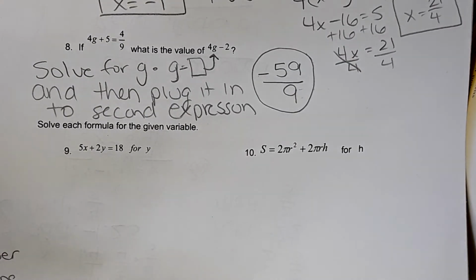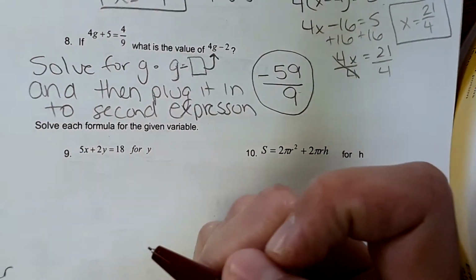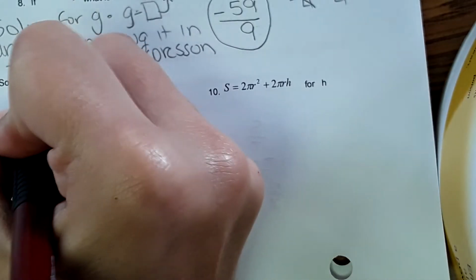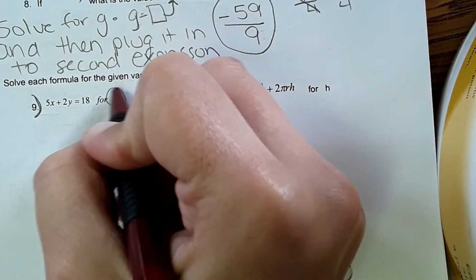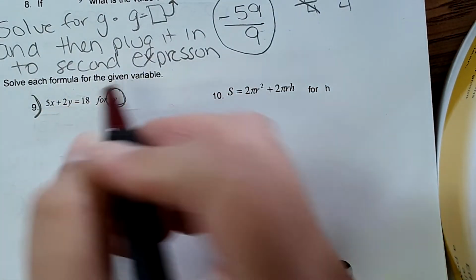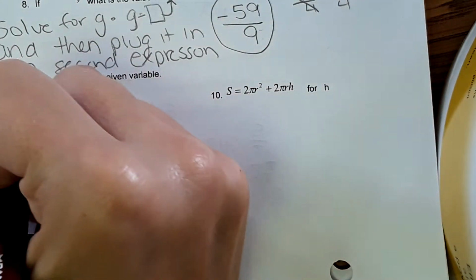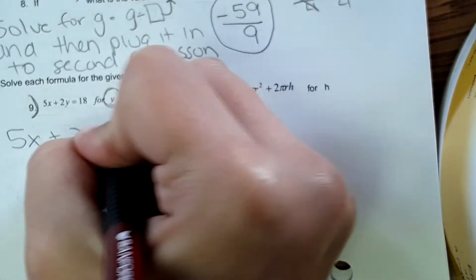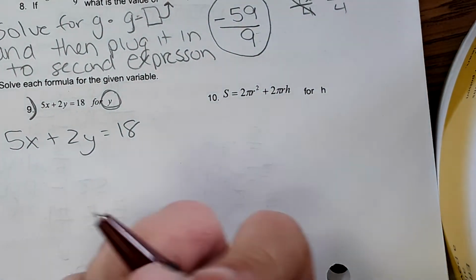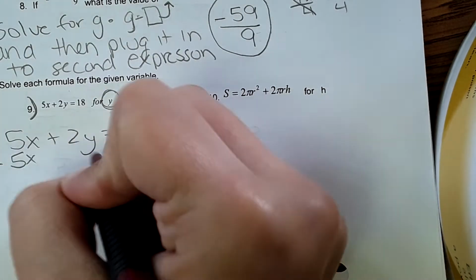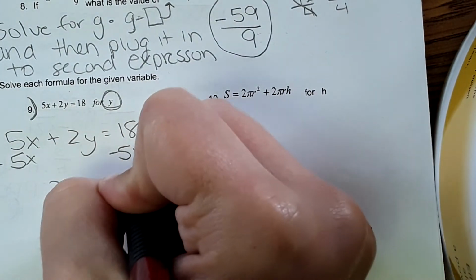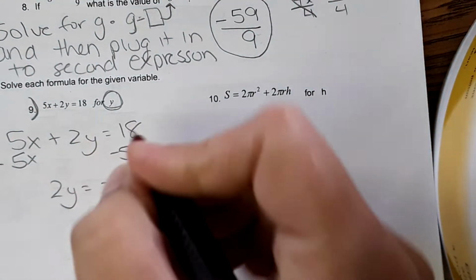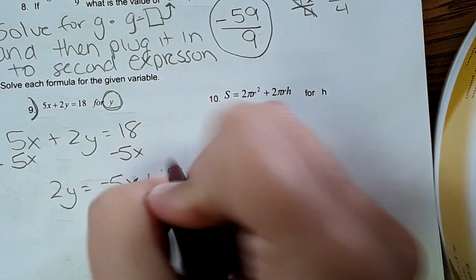Okay, now we're back to normal problems. 9 and 10. It says solve each formula for the given variable. So here it has an equation and it wants us to solve for y. What that means is it wants everything equal to just y. So we're going to take this and we're going to get y by itself on one side. So starting by subtracting 5x from both sides, 2y equals negative 5x plus 18.